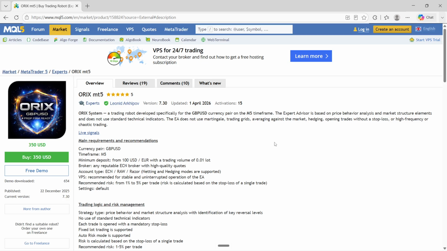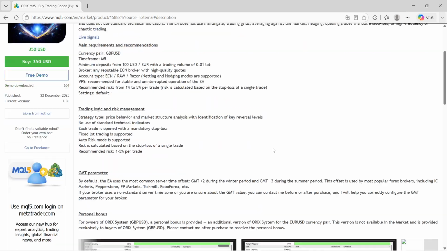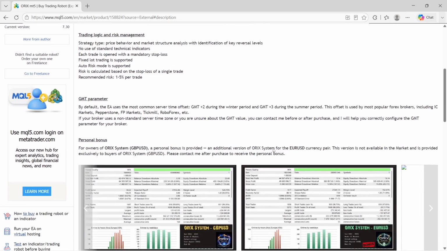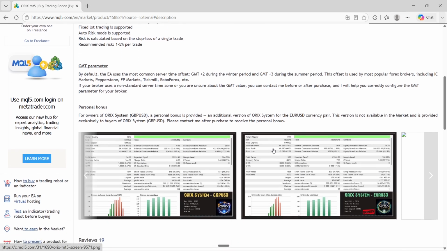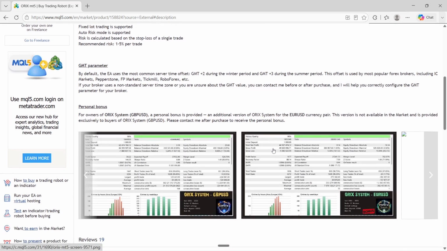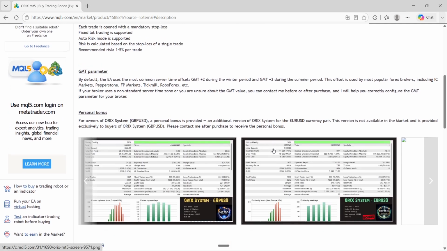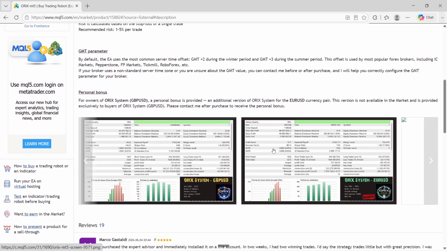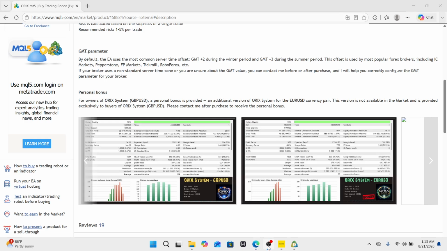In practice, start with 1% risk or lower, confirm the GMT offset with the developer if needed. Use a quality ECN broker and VPS, and demo test thoroughly, as past results never guarantee future performance. So overall, Orix EA is a GBPUSD M5 price behavior and market structure system with mandatory stop loss and no grid or martingale. The shared backtest shows solid growth with meaningful drawdown and low history quality. Independent verification and conservative risk settings are essential. Always trade with money you can afford to lose.